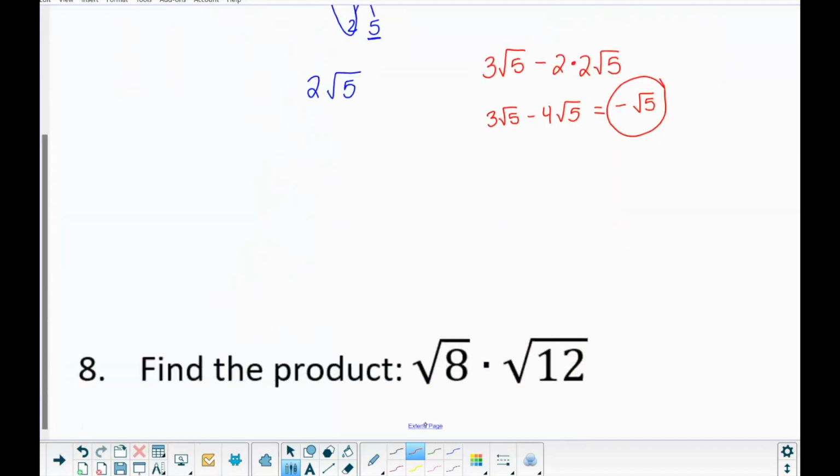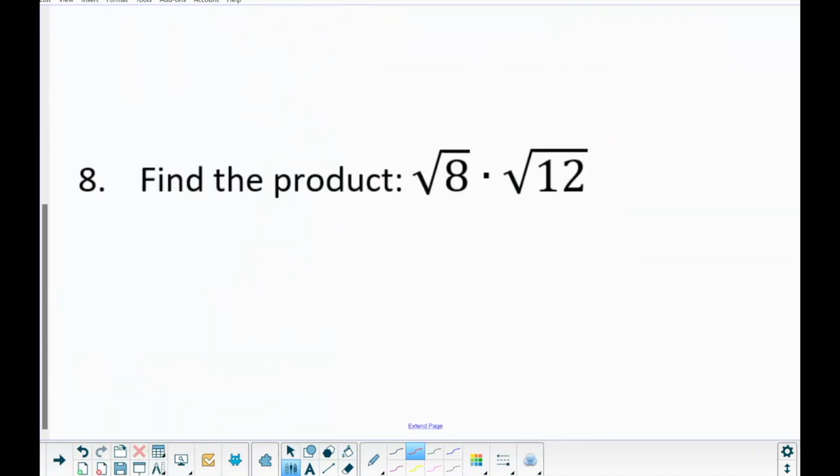All right, keep going. 8. So we want to find the product. Product means multiplication. When you're multiplying, the only thing they need to have is the same index. In this case, they are both square roots, so that means we can move forward. 8 times 12. You can multiply the 2 insides, and in this case, it'll get us the square root of 96. Now, square root of 96 is not our final answer, because we can simplify the square root of 96.